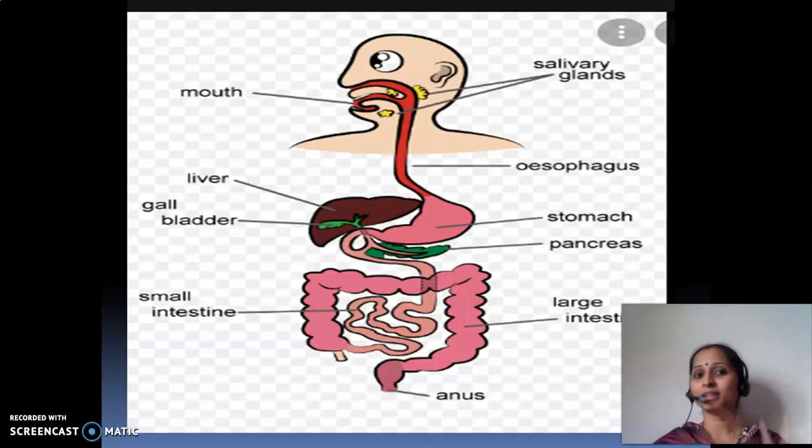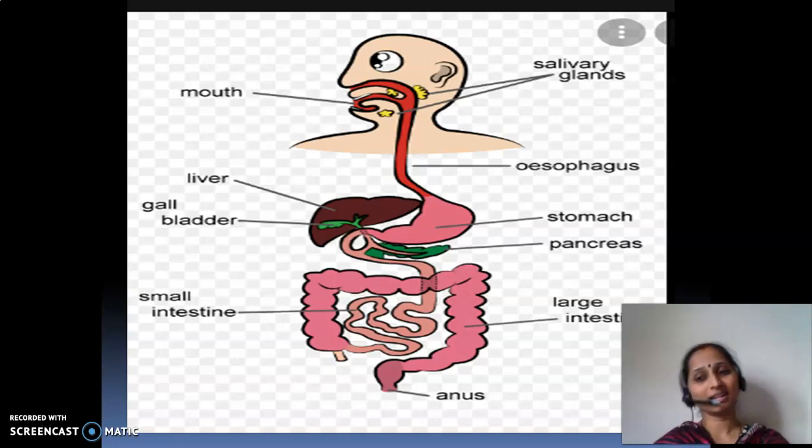Yes, this is the complete structure of our digestive system. Salivary glands, food pipe which is also called esophagus. Yes, liver. We have read one sentence that liver and pancreas also pour their juices. Yes, this is the liver and this green one is the pancreas. Small intestine, large intestine, all these parts are connected to each other. Yes, all this process takes place after we consume our food.